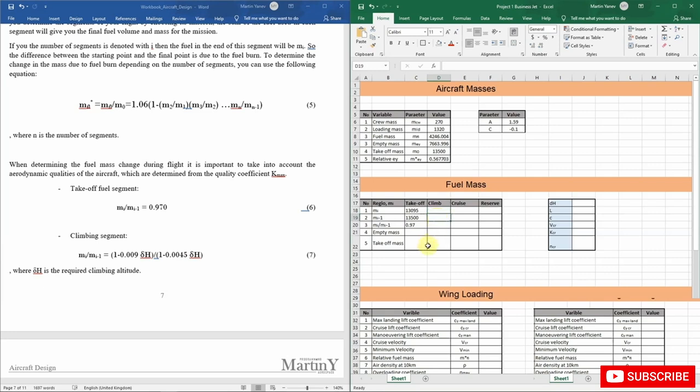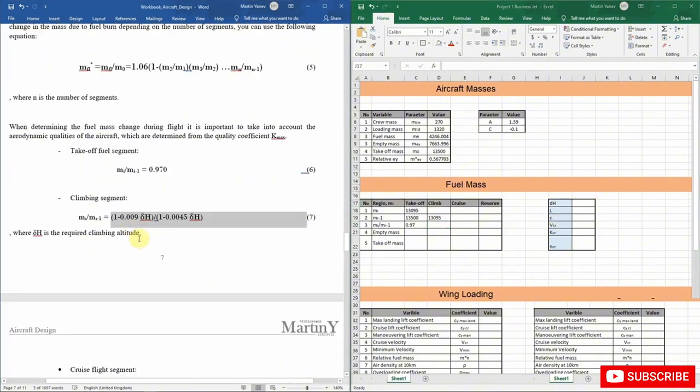So at the beginning of the climbing stage, we have our fuel to be equal to 13,095. Sorry, not the fuel, but the weight of the aircraft. So in the beginning of the climb stage, we have 13,095 kilograms of aircraft weight. And then here, as you can see in the workbook, the fuel in that stage is determined by this equation, and we need to add it here. Okay, but before that, we need to define the DH, which is the required climbing altitude, which I'm gonna put at 10 kilometers in the beginning of the cruise flight.